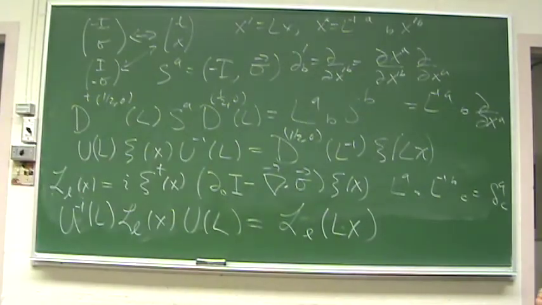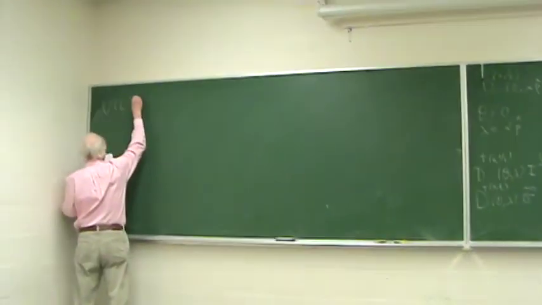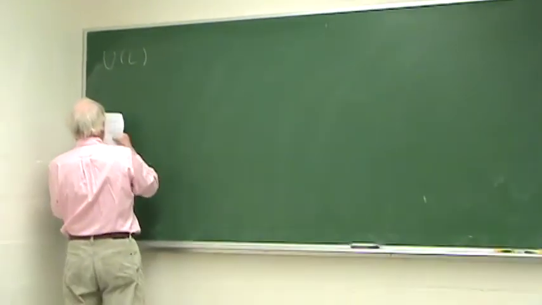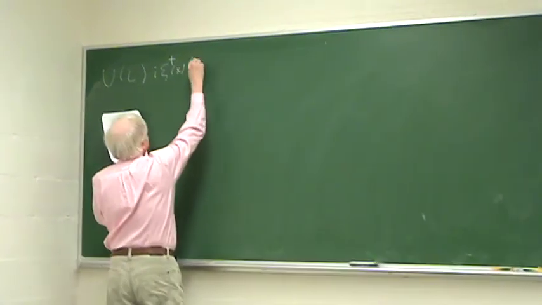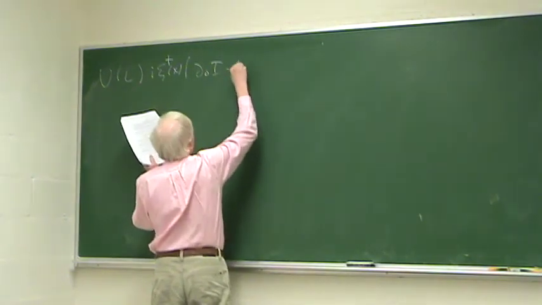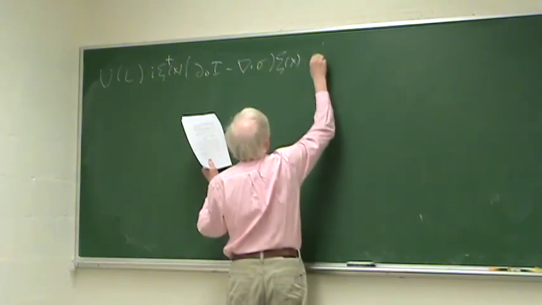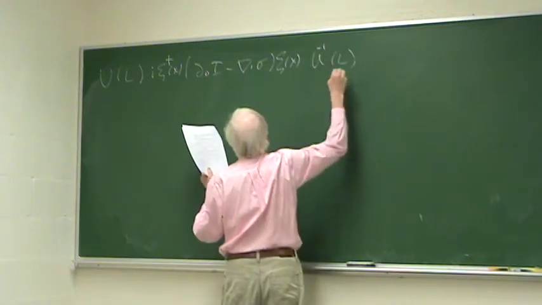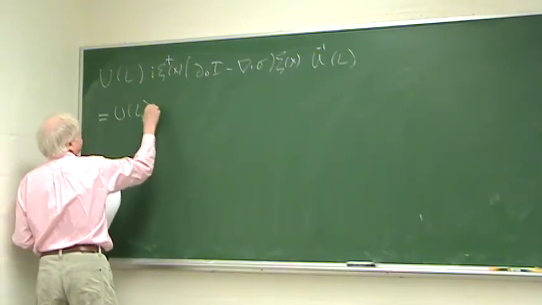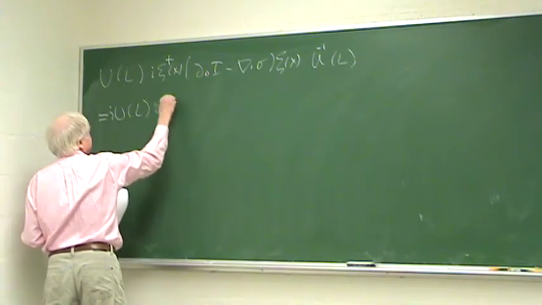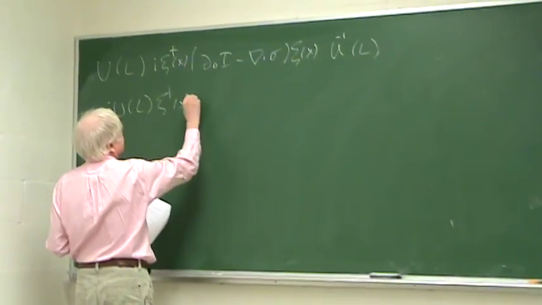Okay, so now what happens then to this action density U of L? And let me write the action density out. It's I C dagger of X, P0 I minus del dot sigma C of X, the inverse of L. Okay, well this, if we rewrite it, it's U of L, or I U of L C dagger of X, and we can stick a U inverse U here.